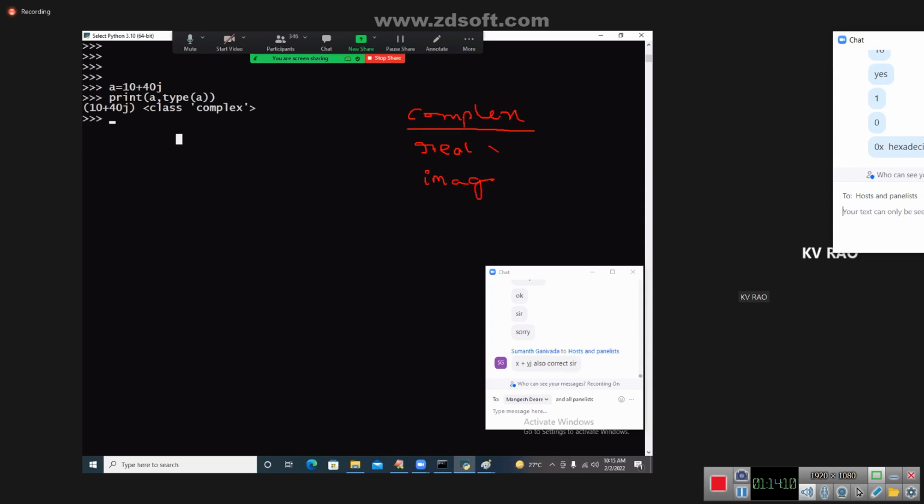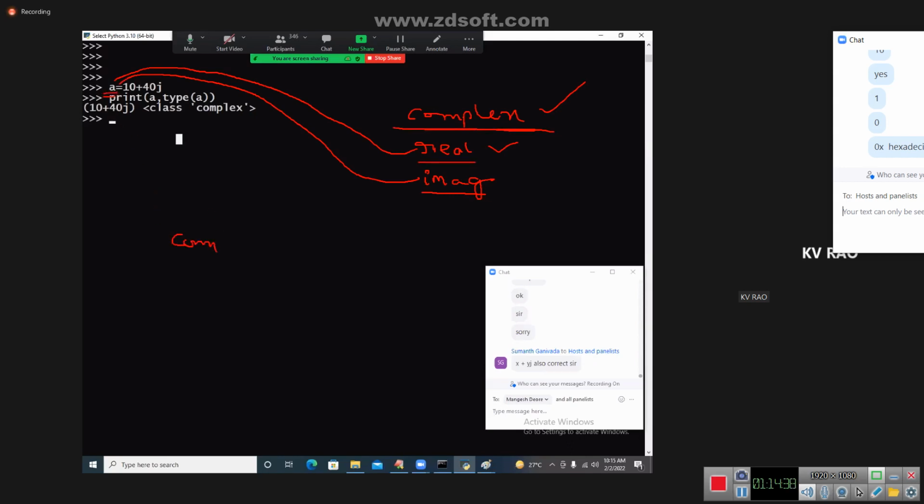Real is an attribute in the complex class. With respect to A, I can call A dot real, and I can call the imaginary part as A dot imag. Since they are available in the complex class, you can call them with respect to the object name and dot. Real and imag are called attributes in the complex class. How can I call them with respect to the object?